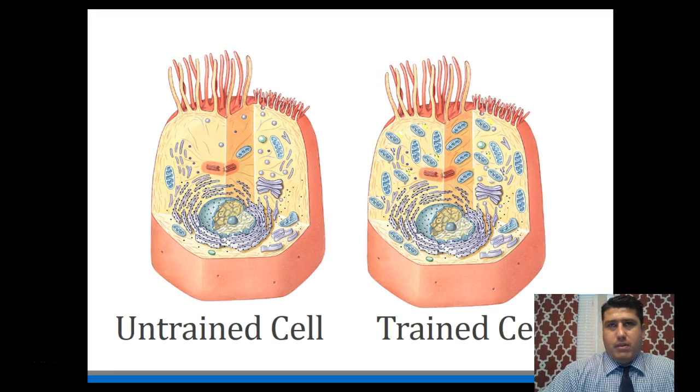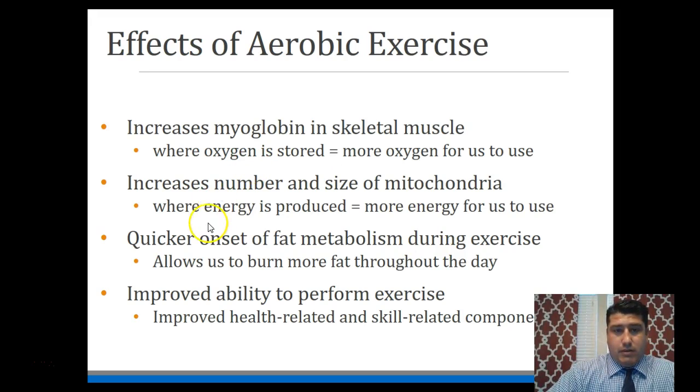All right. Your goal, from a general perspective, is to lose weight. But what actually happens at the cellular level in order for you to lose weight? Well, there's an increase in the number and size of mitochondria, and as a result, more energy is produced for us to use, so we can maintain activity. We have the quicker onset of fat metabolism because your body is so efficient at burning fuel that it burns through carbohydrates really quickly, and it's forced to switch to fat metabolism a lot quicker than those who are untrained.